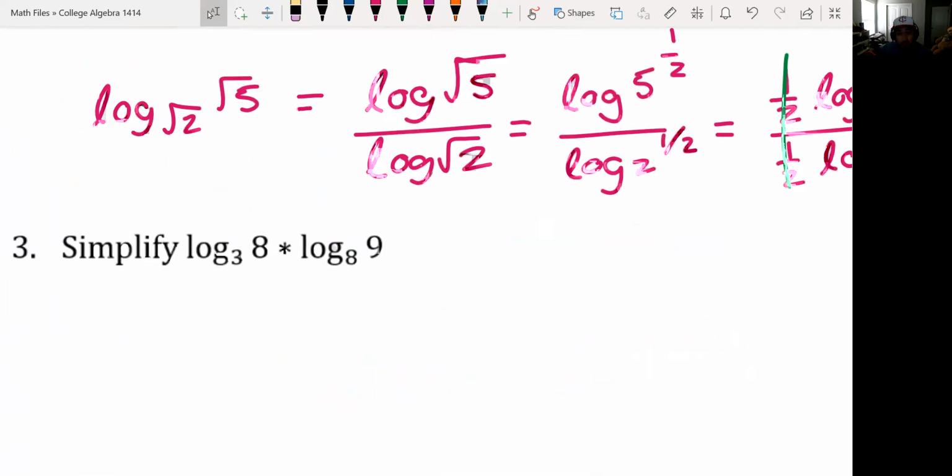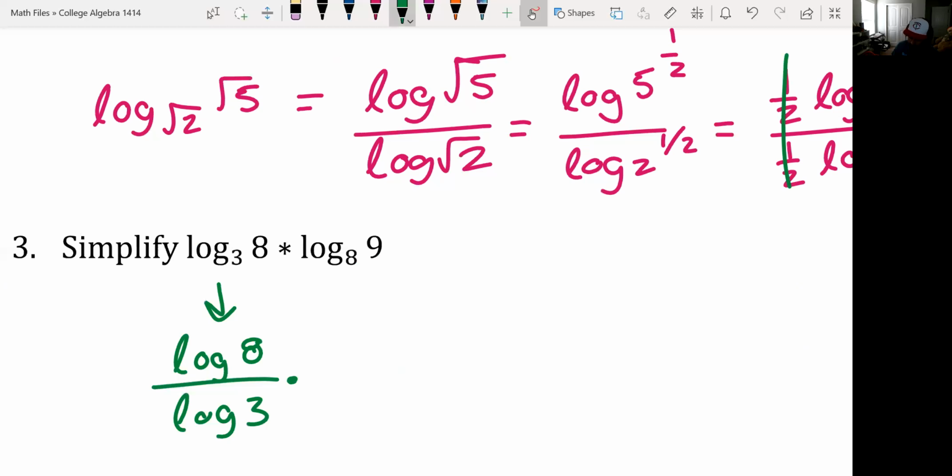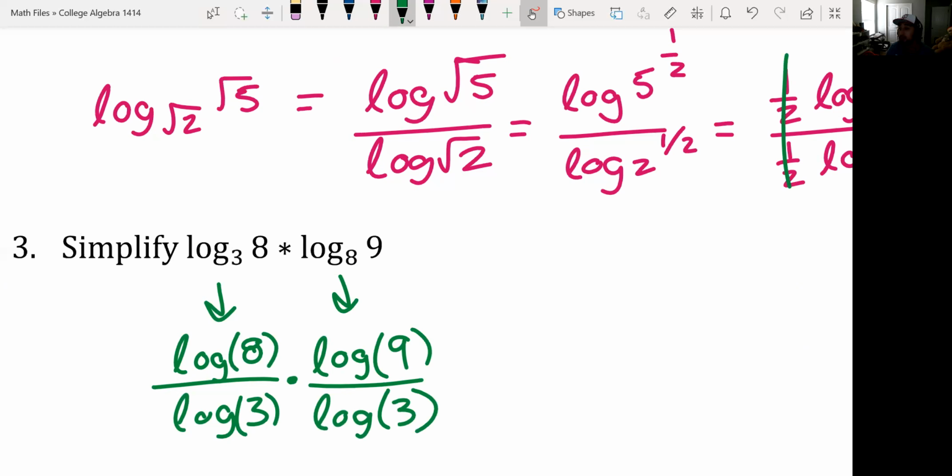And now some fun log expressions. Definitely where we need to use the change of base. It says, what is log base 3 of 8 times log base 8 of 9? So this one, we definitely want to use change of base. So for log base 3 of 8, you're going to get log of 8 over log of 3 times log base 8 of 9 becomes log 9 over log 8. Parentheses, parentheses, parentheses. And now we have the multiplication of two fractions using change of base.